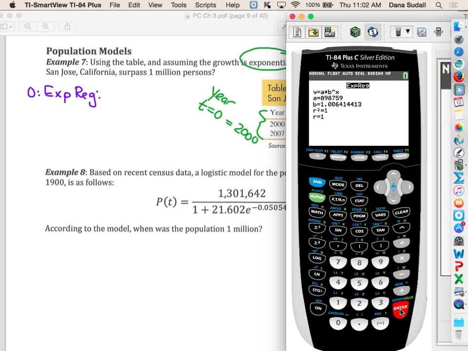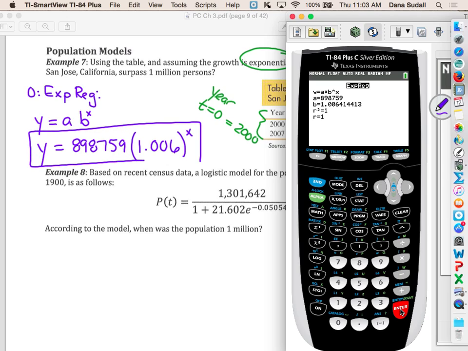Right, so we came up with the equation. The equation's y equals a b to the x, exponential. The value for a, yesterday we talked about that. That was the initial value. That was that 898,759. And then the b value, now you're going to need to use at least 3 decimal places. And as these numbers get really large and really small, even more than that is even better. So 1.006 if I round that, to the x.